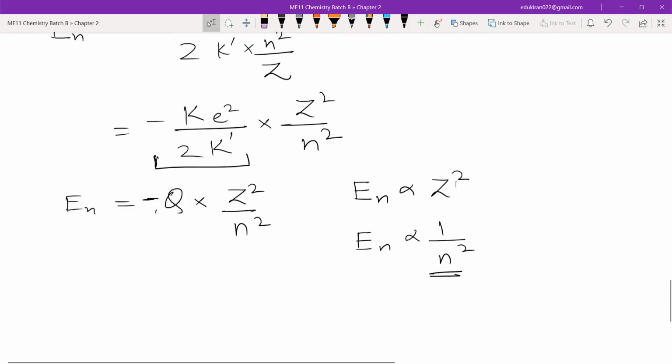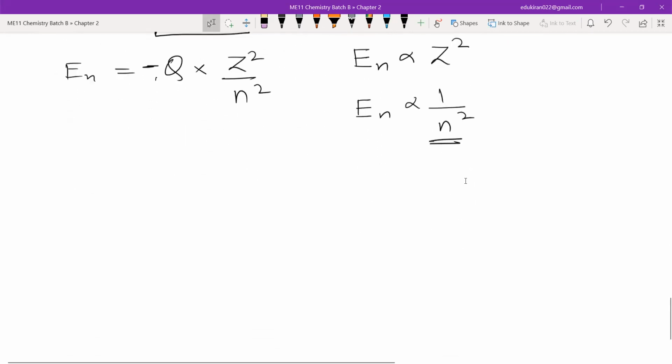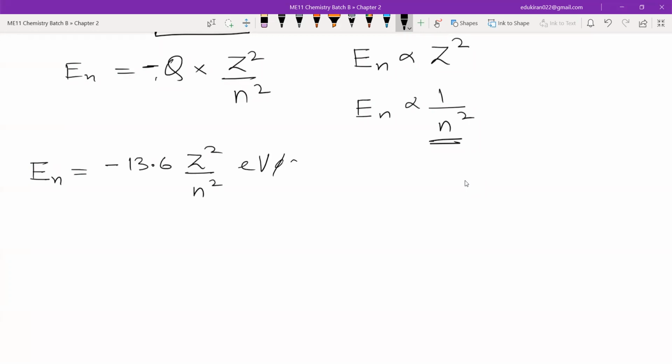Now, you can remember a few direct expressions. En is equal to, in electron volts per atom, minus 13.6 Z square upon N square. This is the constant, in electron volts per atom.